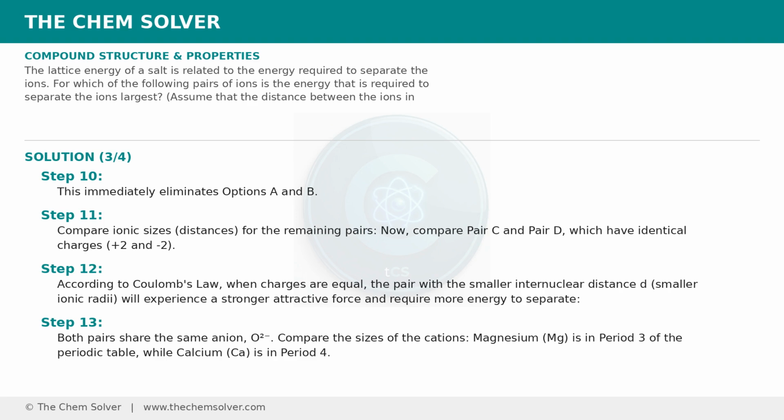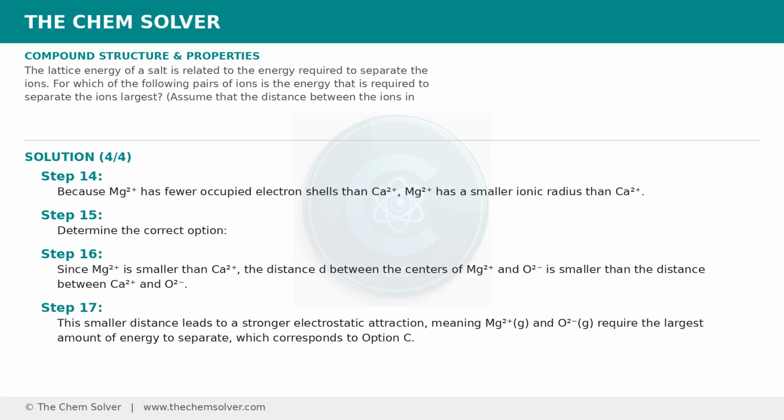Magnesium, Mg, is in period 3 of the periodic table, while calcium, Ca, is in period 4. Because Mg to the power 2 plus has fewer occupied electron shells than Ca to the power 2 plus, Mg to the power 2 plus has a smaller ionic radius than Ca to the power 2 plus.